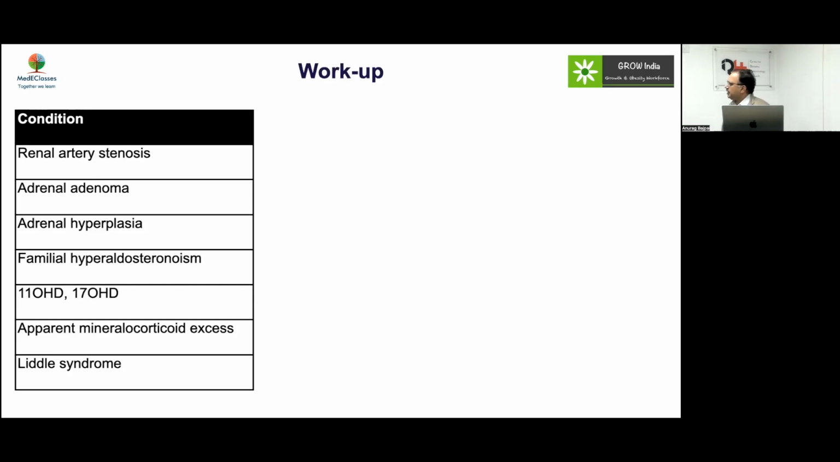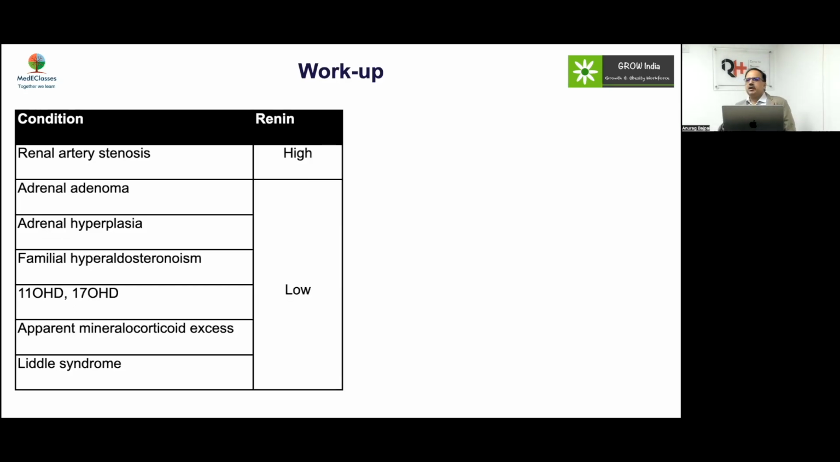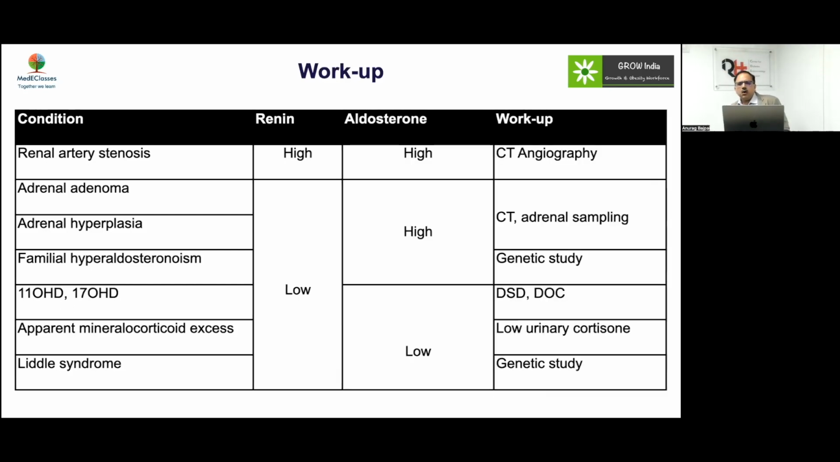CAH variants, AME and Liddle: renin level will be low in everybody except renal artery stenosis. In this scenario, your renin is high because that is driving the overall picture. If we talk about the aldosterone level, the levels will be high in everybody except for apparent mineralocorticoid excess, Liddle syndrome, and CAH variant. So if you have low renin, low aldo, you're talking about either DOC, or 11 beta HSD, or Liddle syndrome.